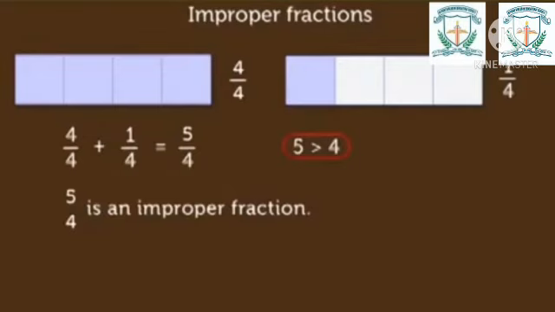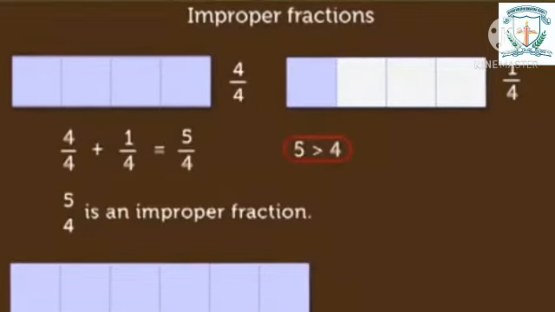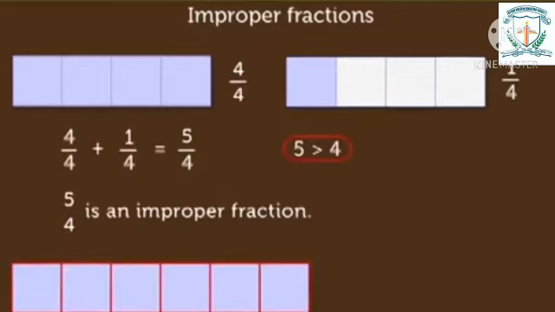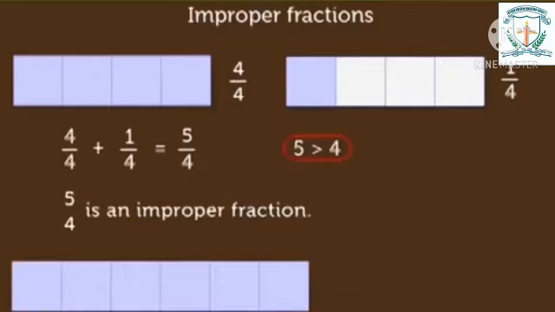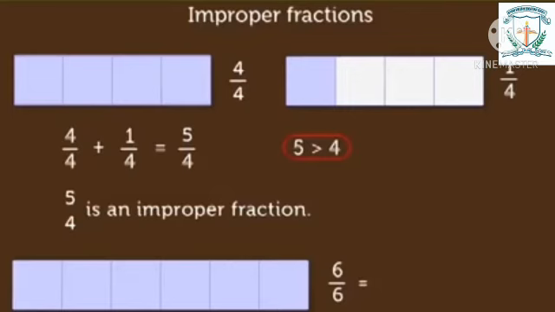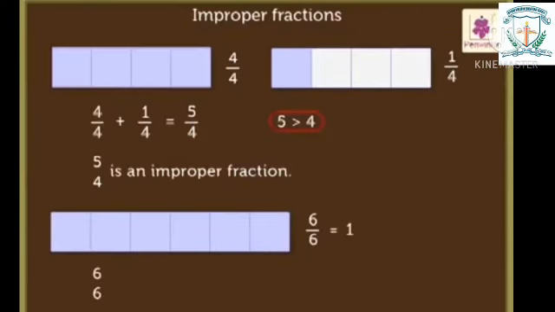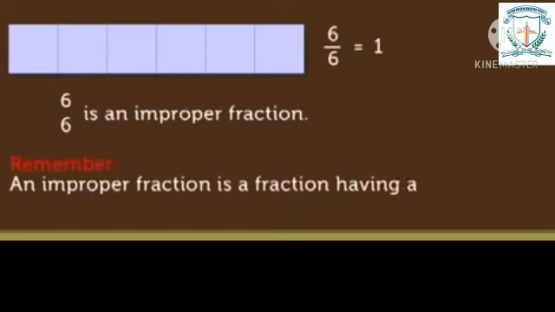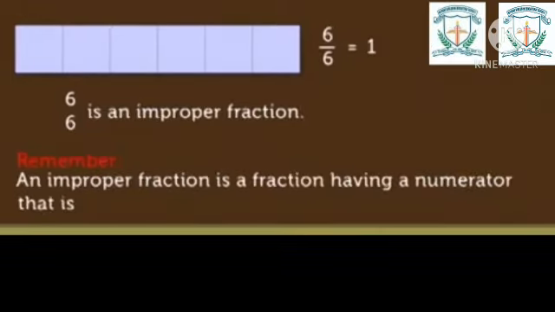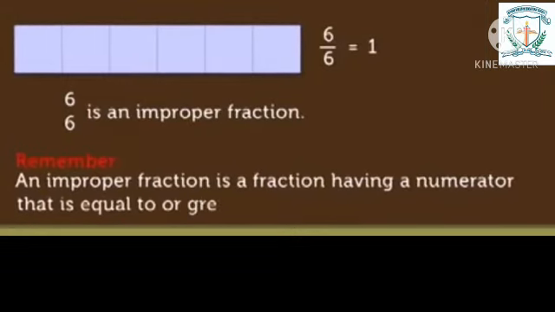Now observe another grid in which all the 6 parts are colored. That means the entire grid is colored. We can write it as a fraction as 6 divided by 6, which is equal to 1. 6 divided by 6 is also an improper fraction. Remember, an improper fraction is a fraction having a numerator that is equal to or greater than the denominator.